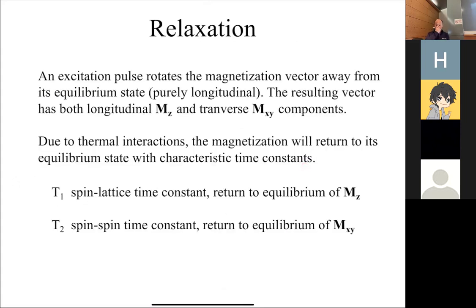Okay, so now we're going to talk about relaxation. We're going to tell you what relaxation is, but we're not going to tell you really how it works. We'll come back to that later, just so you have an overview of where we're going.